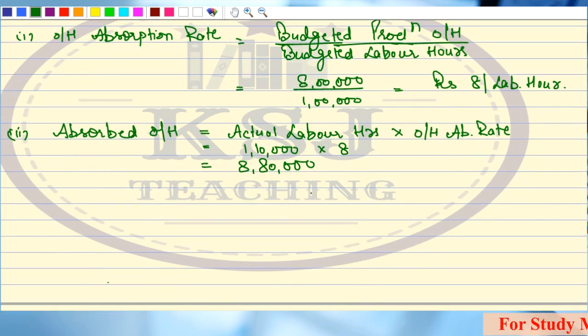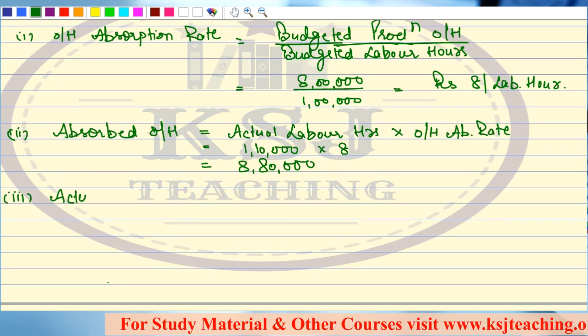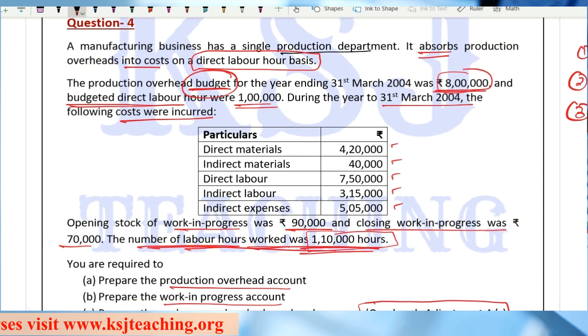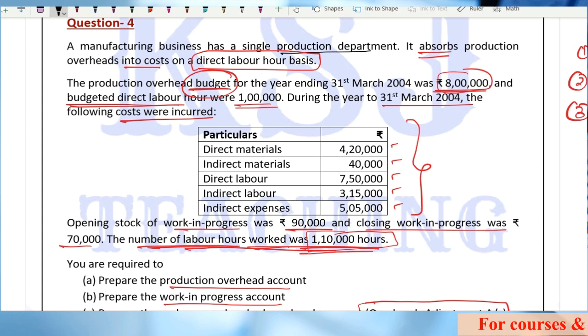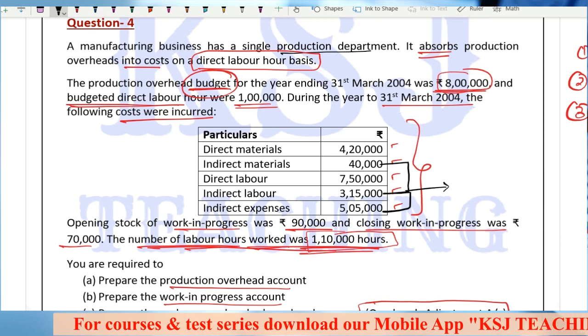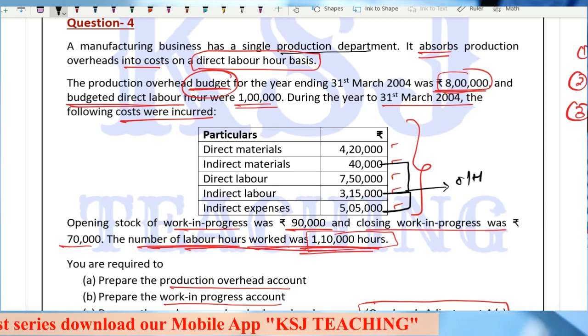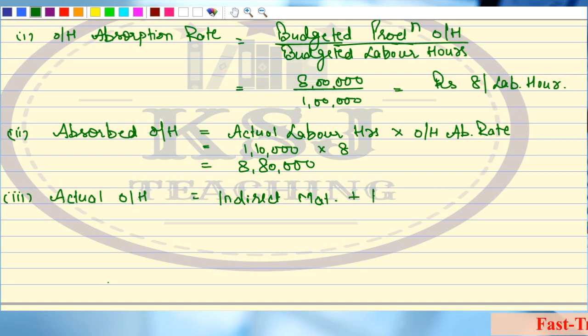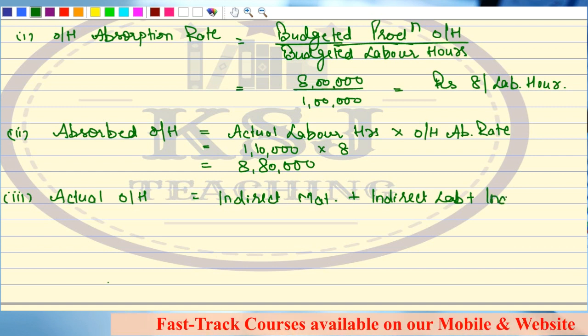Now can you tell me the third thing that we need to calculate? Third thing is actual overheads. Now, how to calculate the actual overheads? Actual overheads will be calculated from this data. What is required for the overheads? Three things: indirect material plus indirect labor plus indirect expenses. All these three things are my overheads, right? So I can write it as sum total of indirect material plus indirect labor plus indirect expenses, right?